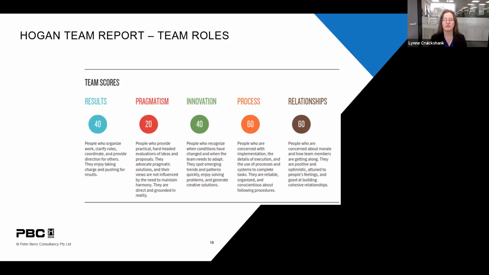Process. So this is really about the implementation side of things. So looking at the details of executing ideas, using processes and systems to complete tasks. So tending to have that focus around structure, tasks, ensuring the details and processes are covered. And then finally, we have relationships.